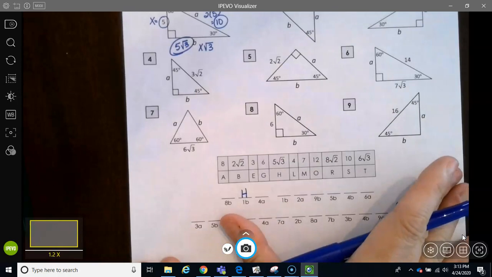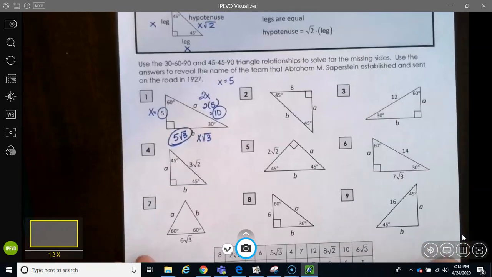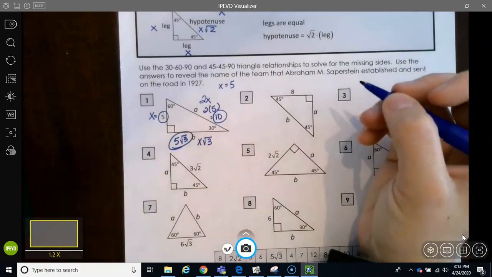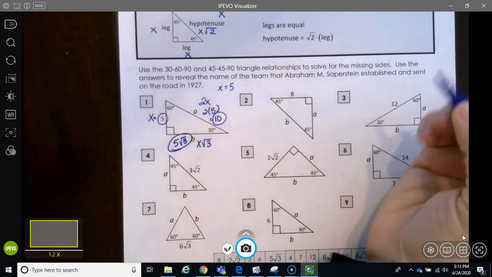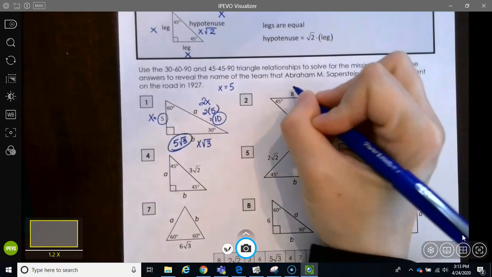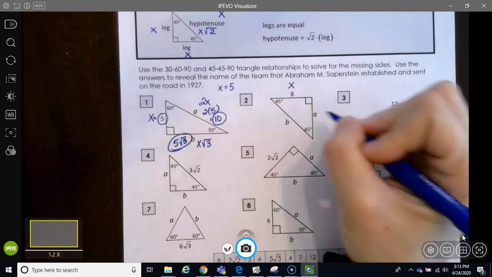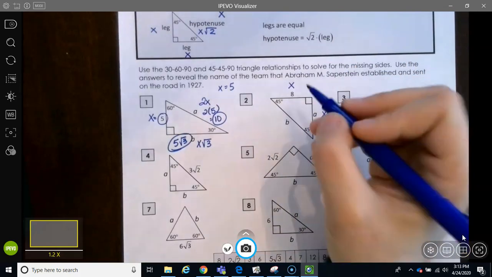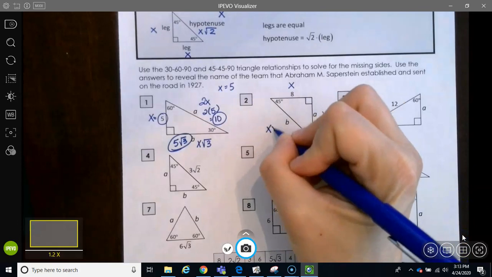Okay? I'll do one more of this page. Looking at number 2, we've got a 45, 45, 90. So across from the 45-degree angles, that's our x side. Across from that 45-degree angle, that's our x side. And across from our 90, that's our x square root of 2 side.